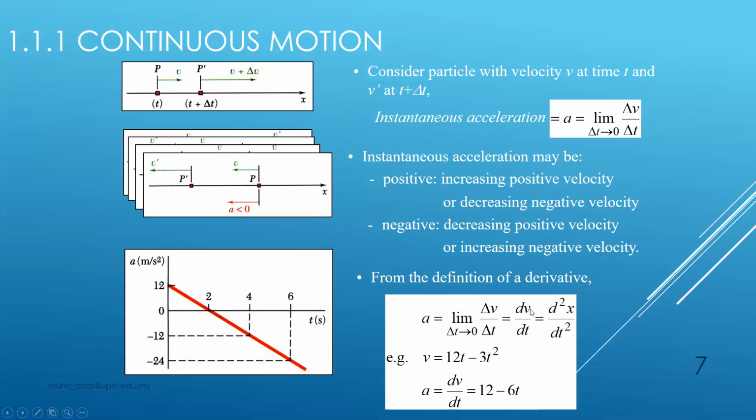So dv is dx over dt, then again you divide by dt. So you will have d²x divided by dt². Okay.